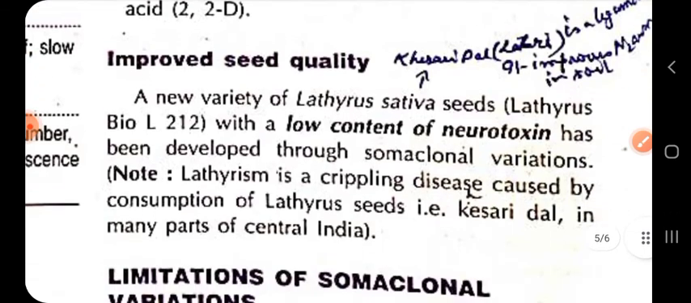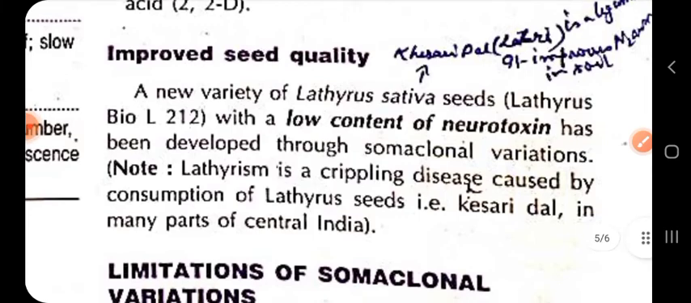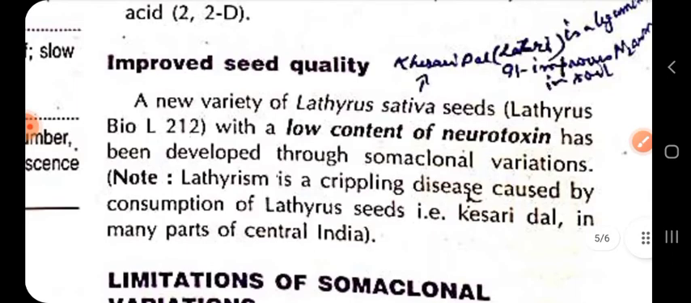Improve seed quality. We can improve the seed quality through somaclonal variation like the plant Lathyrus sativa. Lathyrus sativa is commonly known as Khesari plant. Okay, in Bengali it says Khesari. Normally it says Kesari or Khesari. These type of seeds were commonly used in old days. It's also used nowadays in certain rural areas.